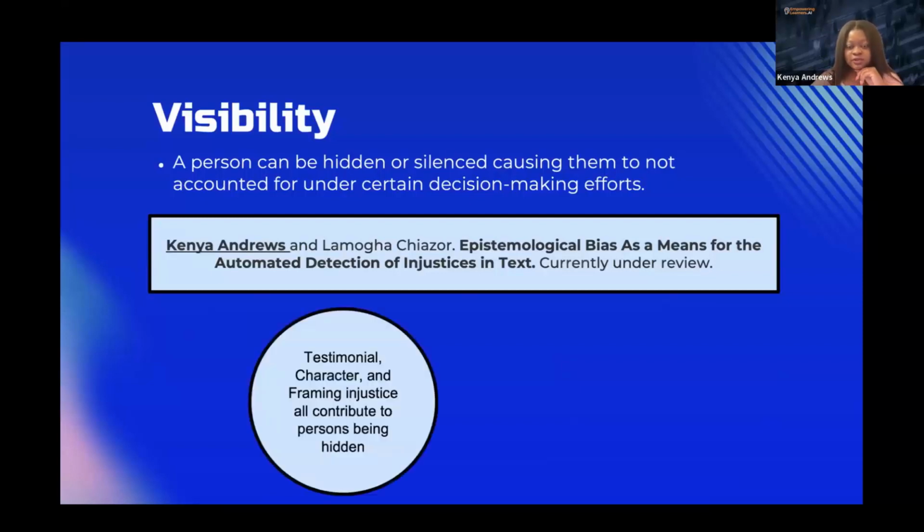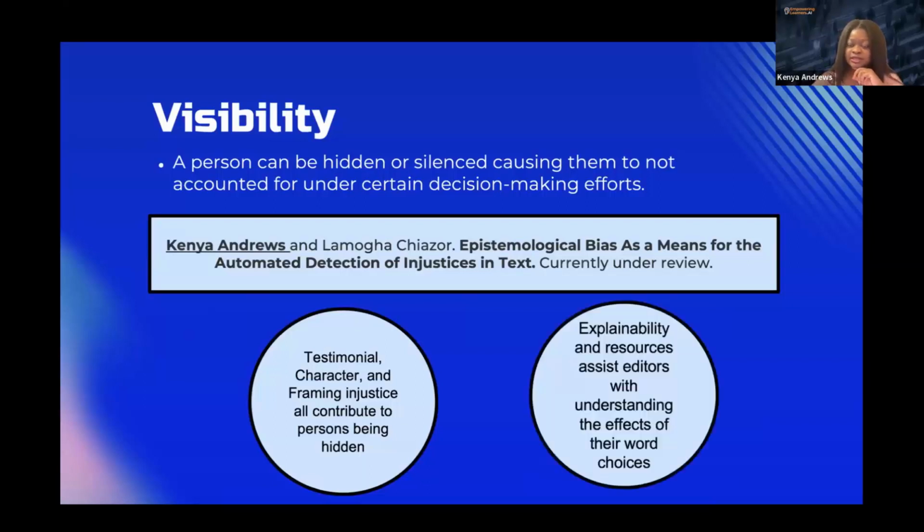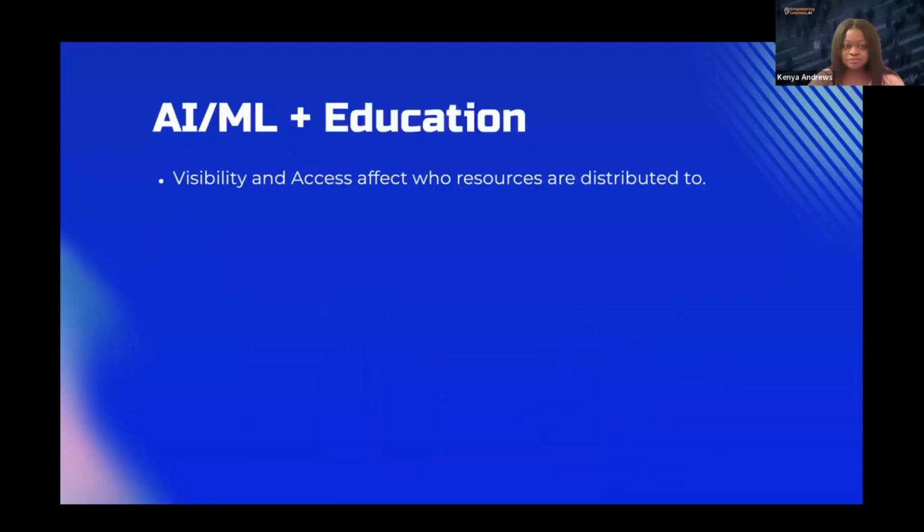And in this work, we just looked at testimonial, character, and framing injustice to see how people are hidden. In particular, we created an education tool for journalists and editors to be able to not only find words that cause injustice, but also to have explainability from other machine learning algorithms that showed them why these words are bad choices and the type of stereotypes that they can promote, as well as some resources on them.